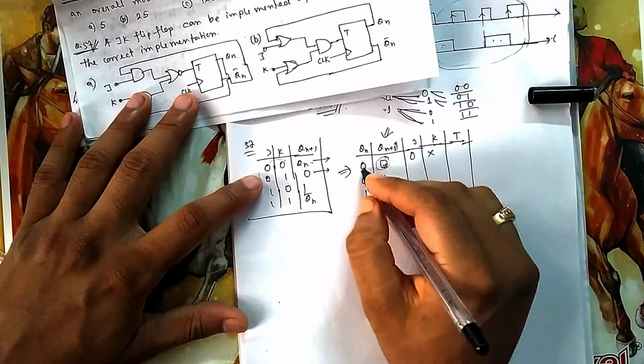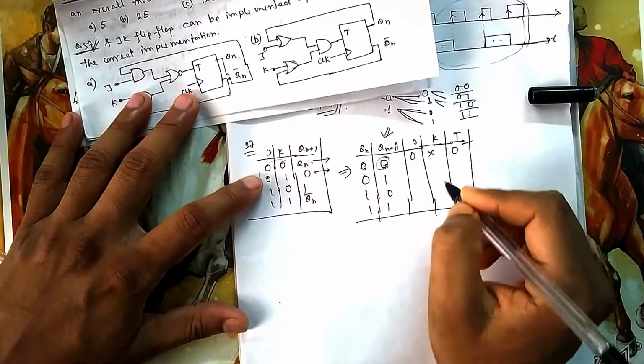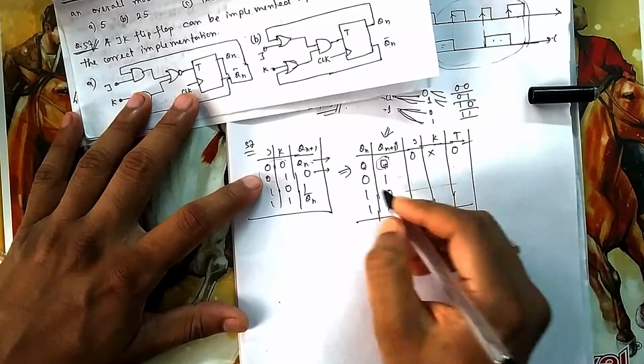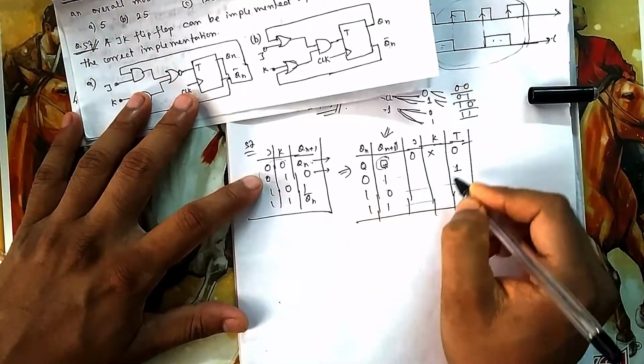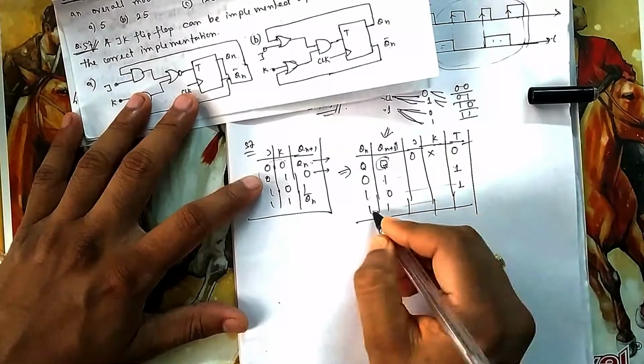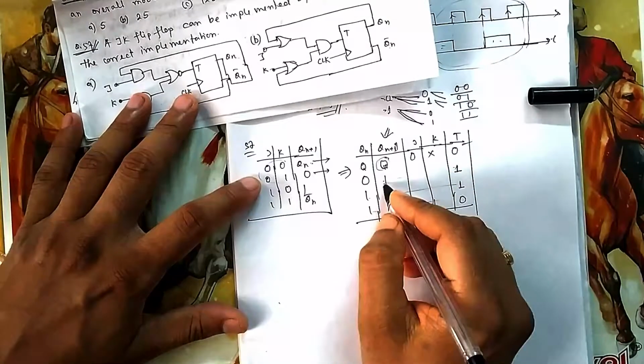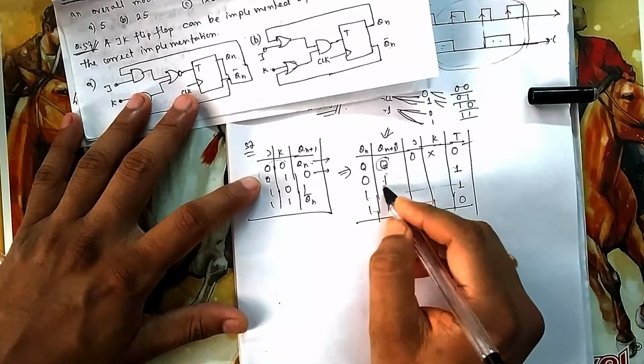For T, from 0 to 0, it is holding its state, so T should be 0. If T is 0, then it is holding its state. T you can directly write for each case. From 0 to 1, it should toggle, so T is 1. 1 to 0, it should be 1. For 1 to 1, it should hold its state, so T is 0. So T is okay.